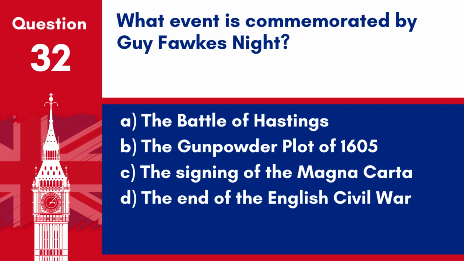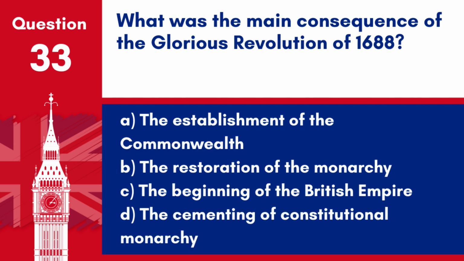Answer B. The Gunpowder Plot of 1605. Guy Fawkes Night commemorates the failed attempt by Guy Fawkes and other conspirators to blow up the Houses of Parliament. Question 33. What was the main consequence of the Glorious Revolution of 1688?